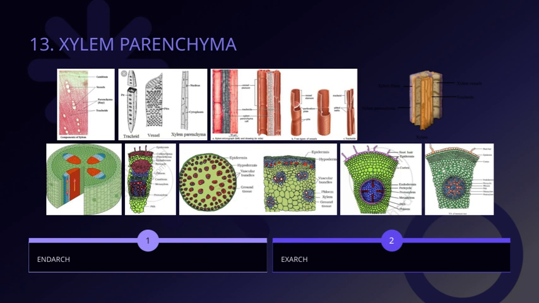Connecting this to our overall theme, understanding these different types of xylem development and associated tissues helps us appreciate how plants adapt their vascular systems for efficient water transport and structural support. Recognizing these distinctions is fundamental to grasping how plants grow and respond to their environments.